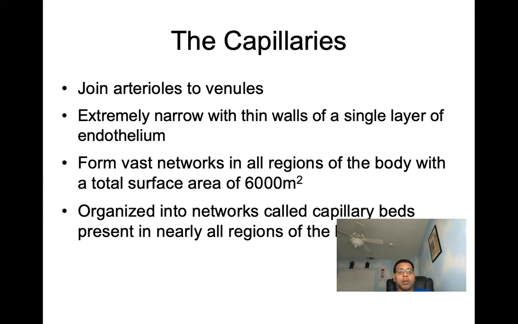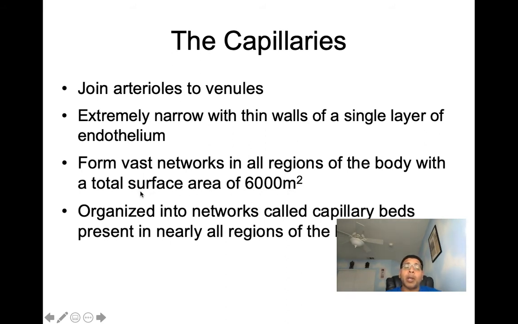So here, let's talk about these capillaries a little bit further. They're extremely narrow with thin walls of only a single layer of endothelium. That's it, just a single layer. And that makes sense because we don't want a thick wall for these substances to have to make their way through to get to the other side. We want a simple thin layer, and they make their way through and they're off onto the other side. Our capillaries form vast networks in all regions of the body with a total surface area of around 6,000 meters squared.